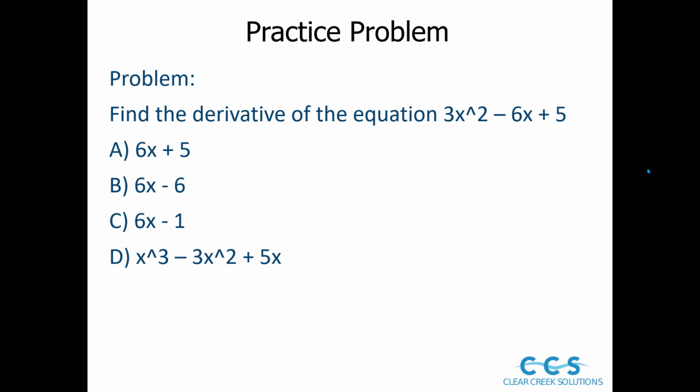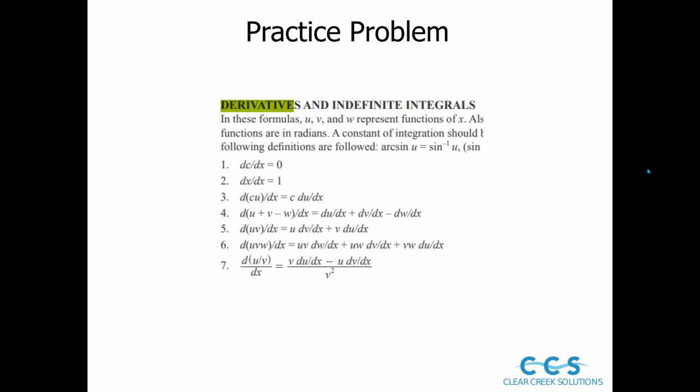So this is going to be a two-parter today. So here's the first practice problem. Find the derivative of the equation 3x squared minus 6x plus 5. It's always important to remember our fundamentals here. We've got our four different choices.